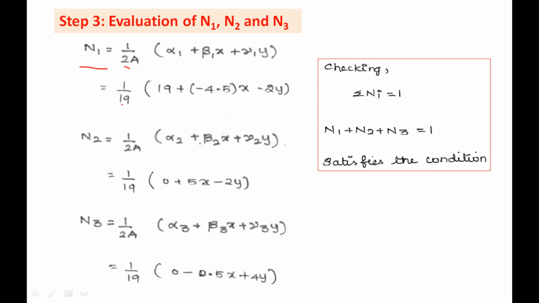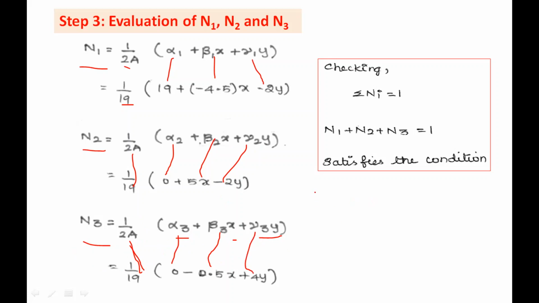2A is 19, so 1 by 19, alpha 1 19, beta 1 minus 4.5, gamma 1 is minus 2. Now N2 is 1 by 2A, alpha 2 plus beta 2 x plus gamma 2 y. So now 2A is 19, alpha 2 is 0, beta 2 is 5, gamma 2 is minus 2. Then N3 is 1 by 2A, alpha 3 plus beta 3 x plus gamma 3 y. So 2A is 19, alpha 3 is 0, beta 3 is minus 0.5, gamma 3 is 4.